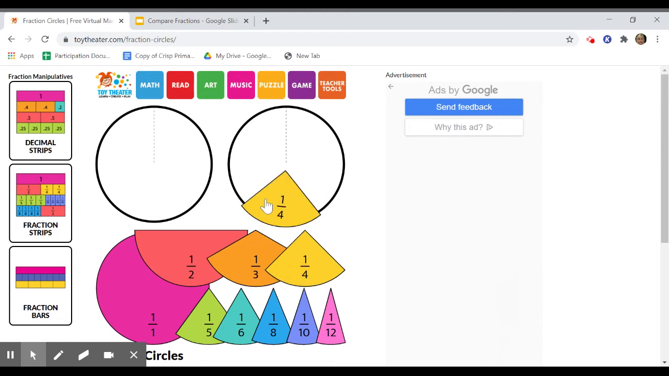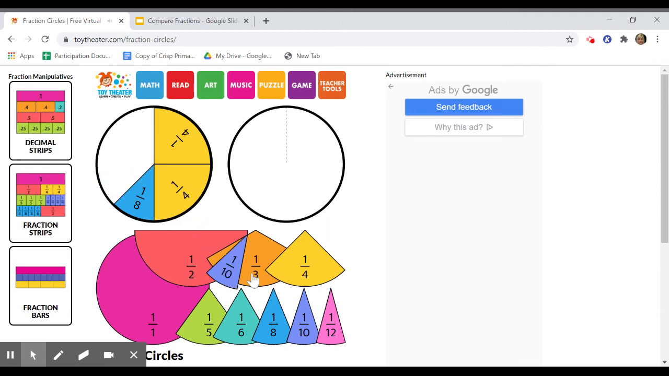Let's do fourths. 2/4. How many eighths do you think we need for 2/4? Let's do it over here so we can see it better. It's 1/8. 2/8. 3/8. 4/8. So 2/4 is equal to 4/8.